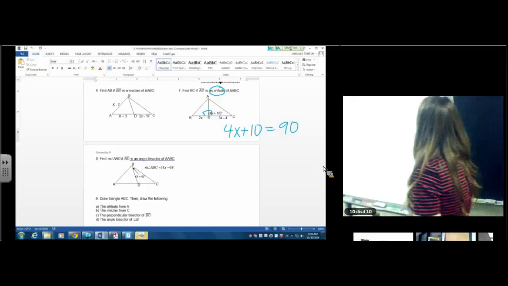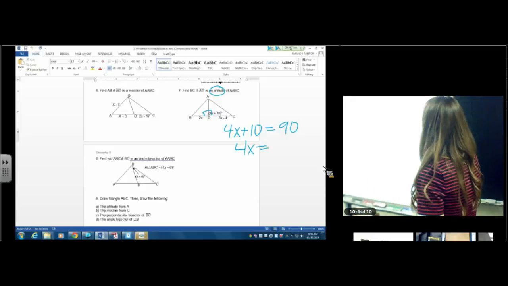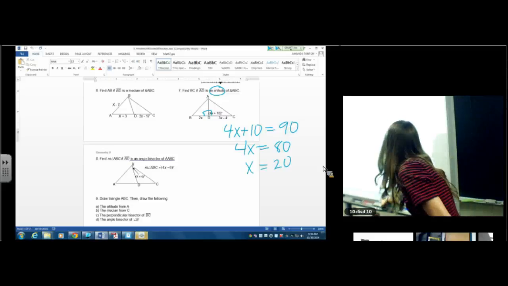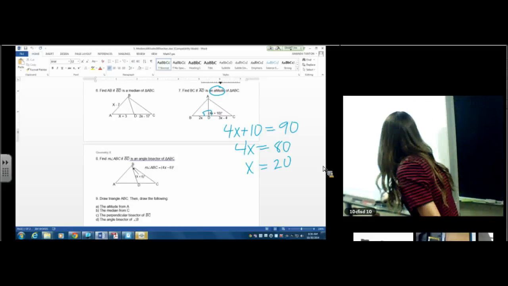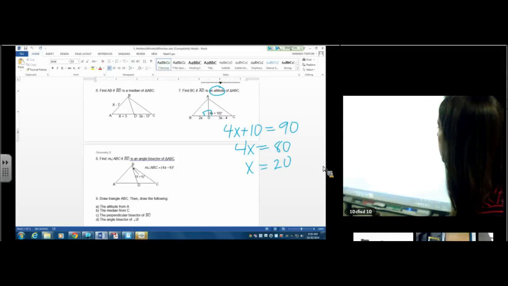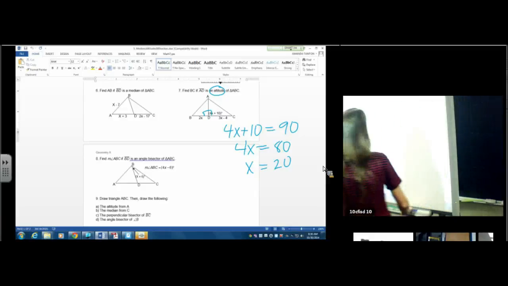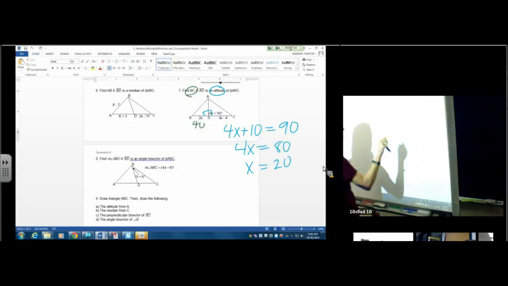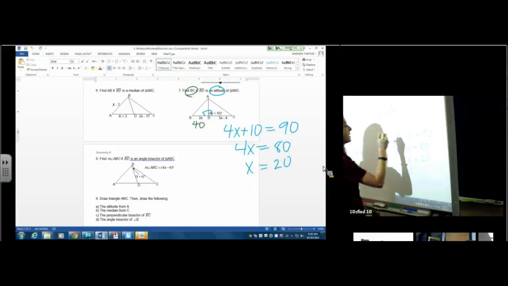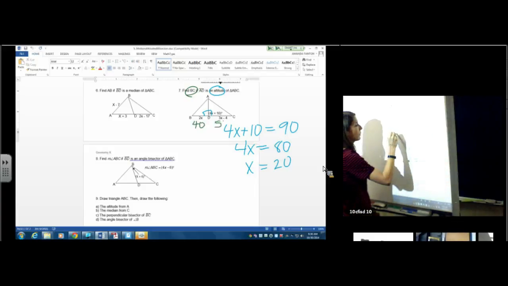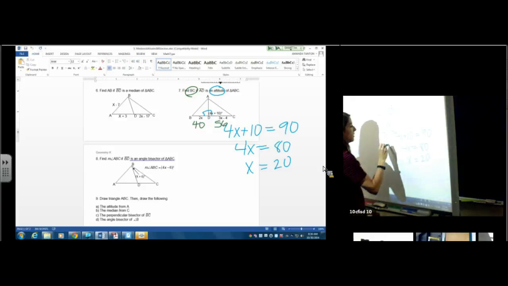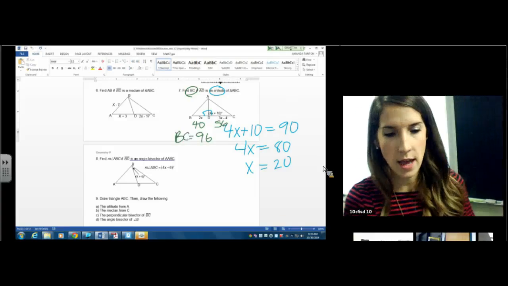Okay, so you would subtract 10 from both sides. 4x equals 80. X is 20. And so we would take that value and plug it in. We're trying to find BC. So 2 times 20 is 40. 3 times 20 is 60. 60 minus 4 is 56. And then we would add them together. The distance from B to C is 96. Is that okay?